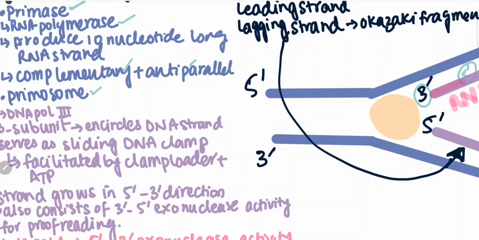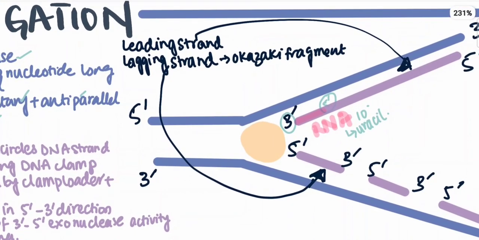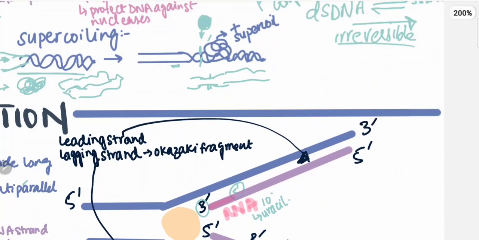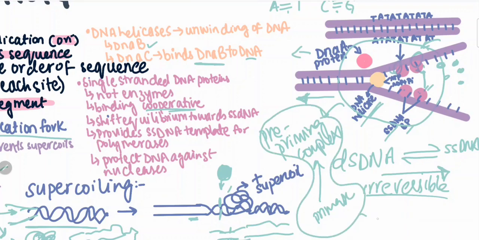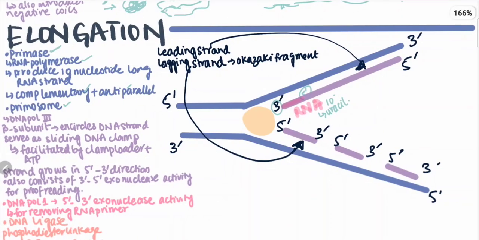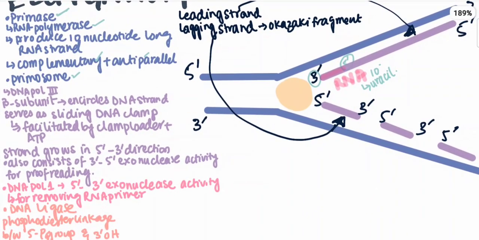And we have the primosome. Now, what is a primosome? When we have the primer, so right here, the primase, when primase enters the pre-priming complex, this whole thing together is called a primosome. Okay. Now we have a primer, we have a primosome.